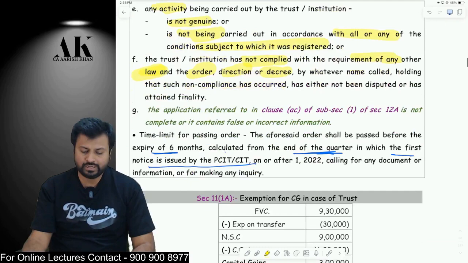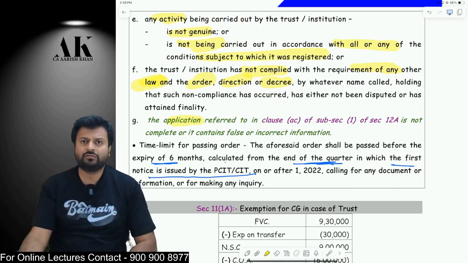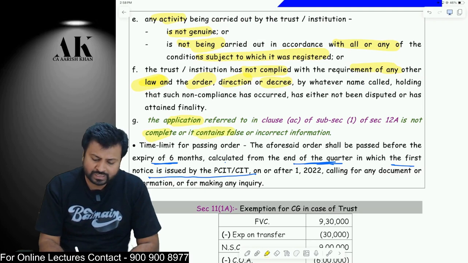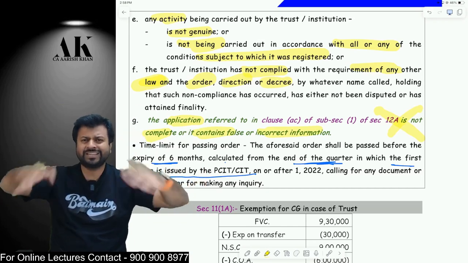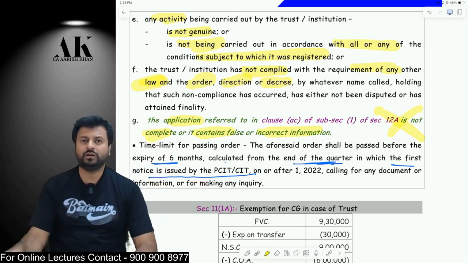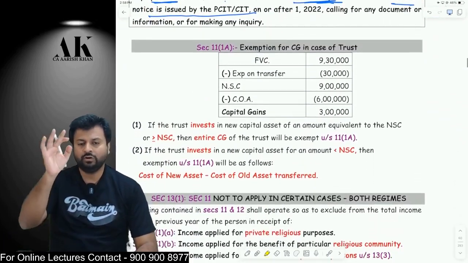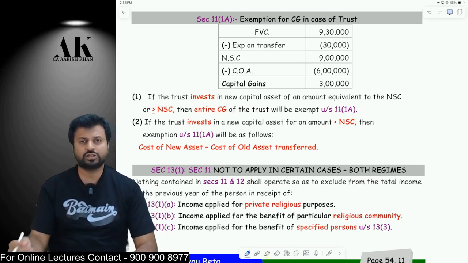And last but not least, if the application which you are making under income tax law for registration is incomplete or contains false or incorrect information, you have given an application for registration which is incomplete, false, incorrect, then you will be held to be doing a specified violation and your registration will be cancelled. I hope it is clear to all of you. So these are some of the specified violations because of which the registration might be cancelled.